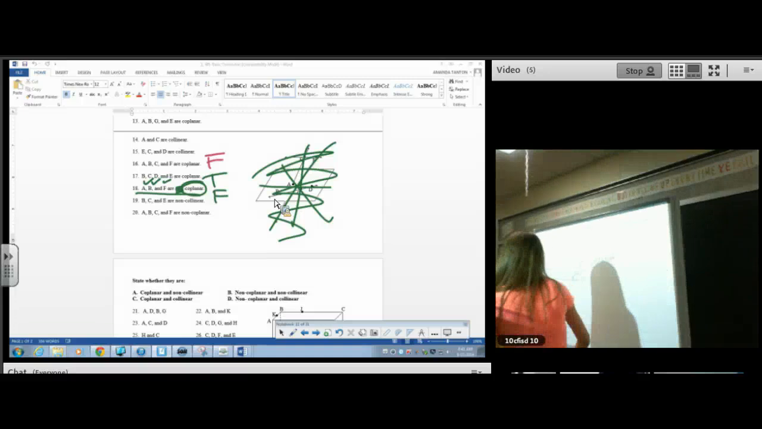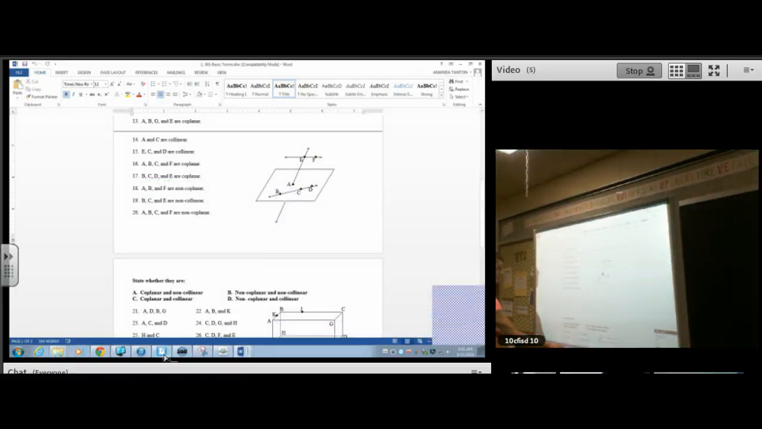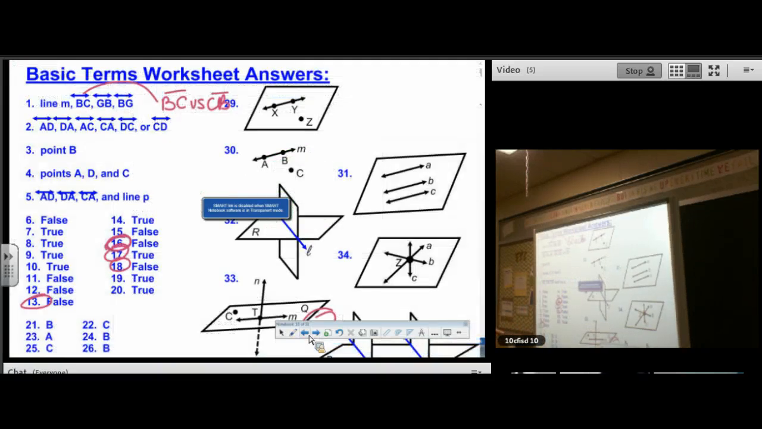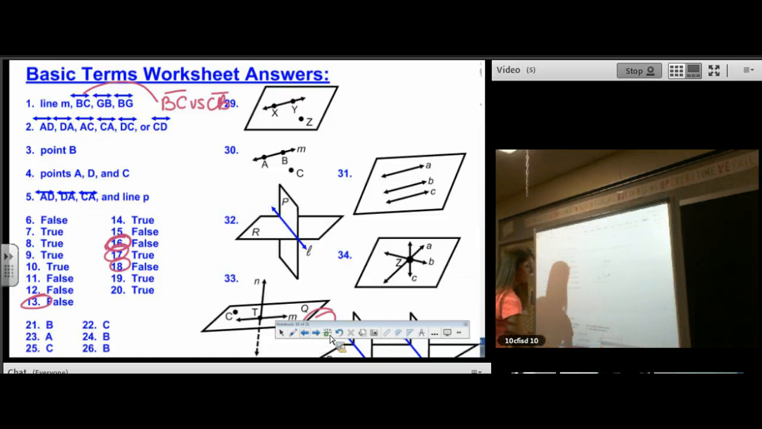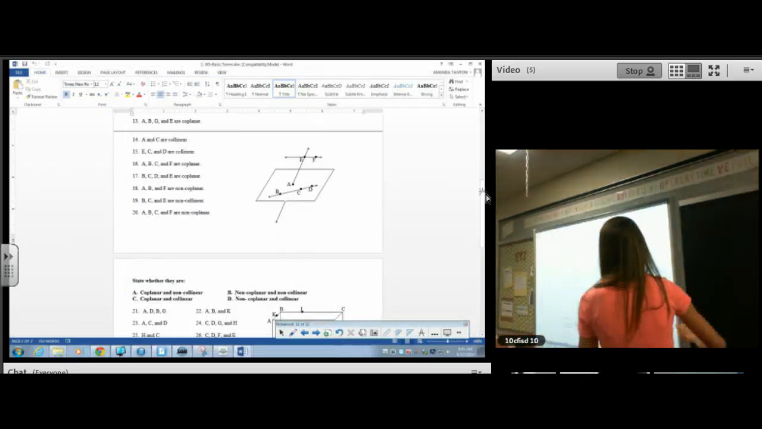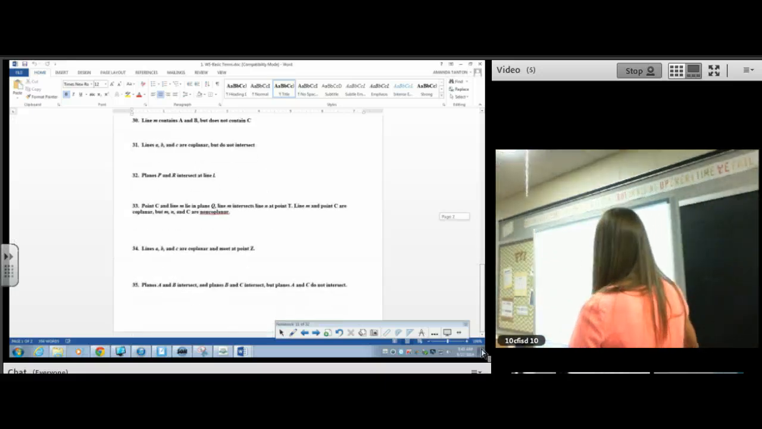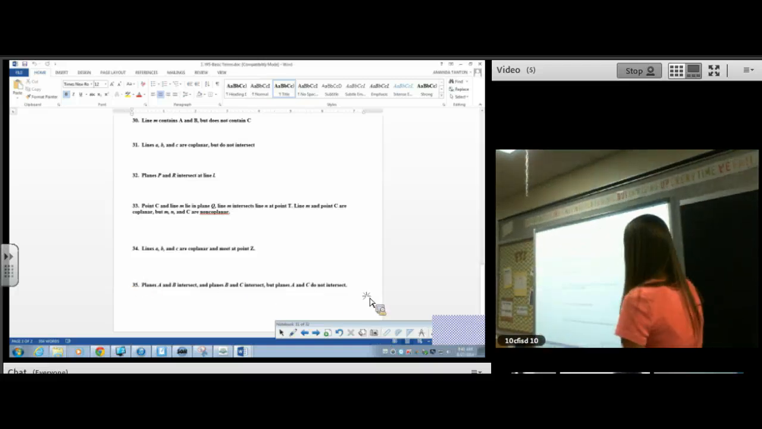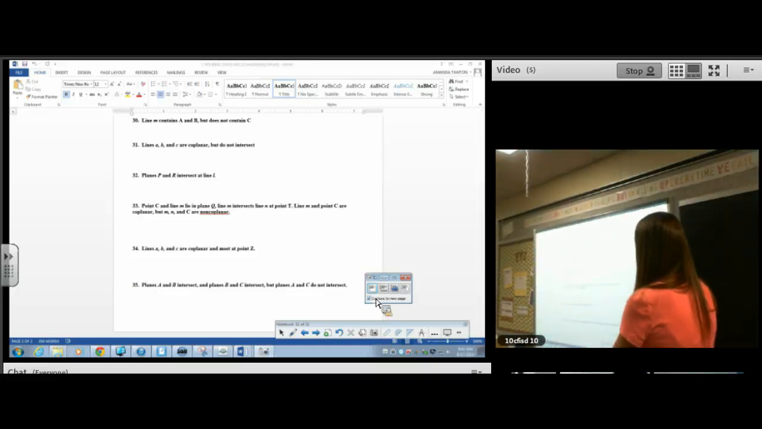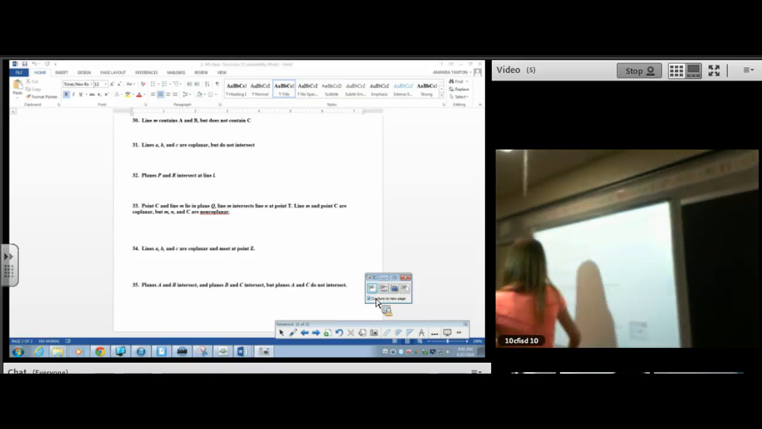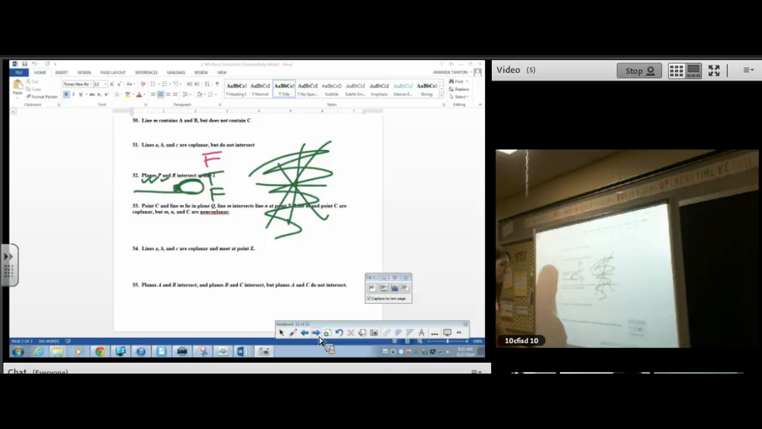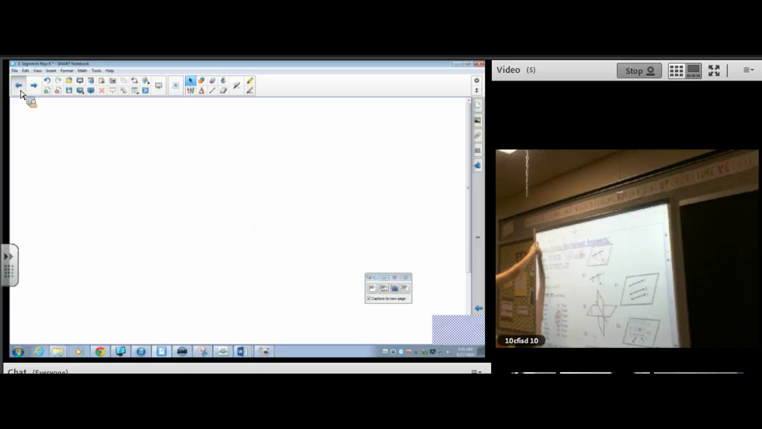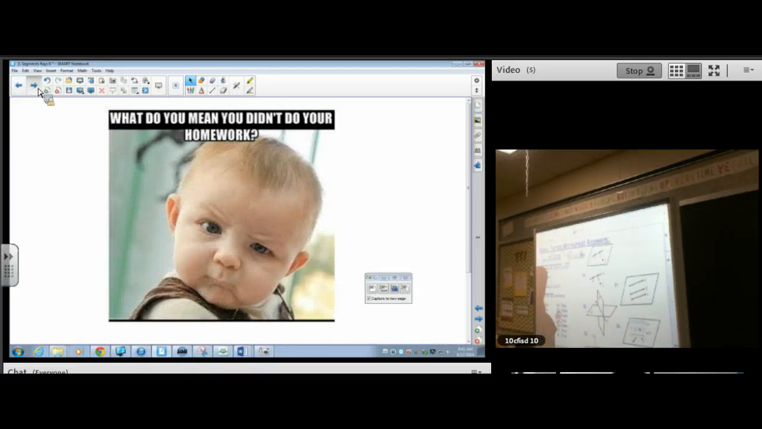Okay. Can't remember what was next. So then the last one was just the last problem, right? And like I said, I'm not sure I'm going to be able to describe this any better than they already did. Planes A and B intersect and planes B and C intersect, but planes A and C do not intersect. I don't know where that one went.